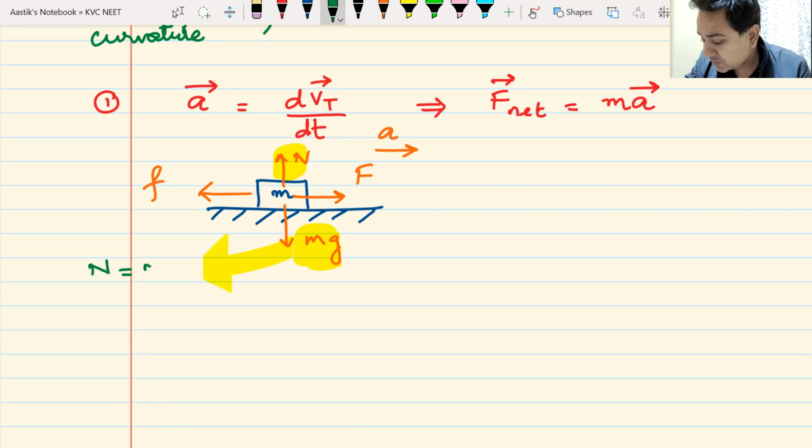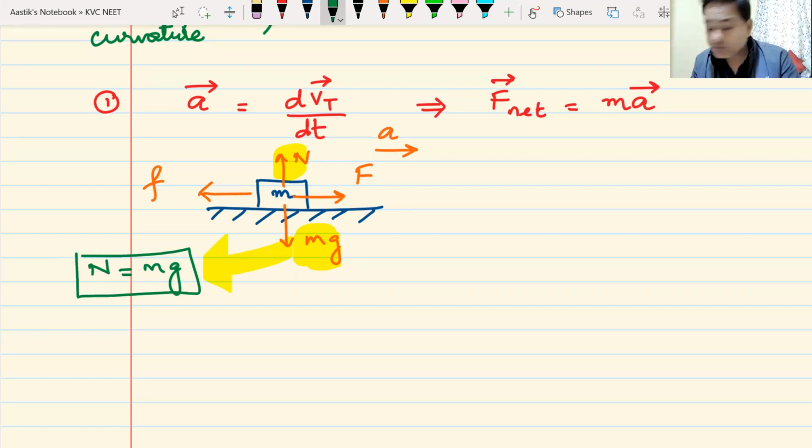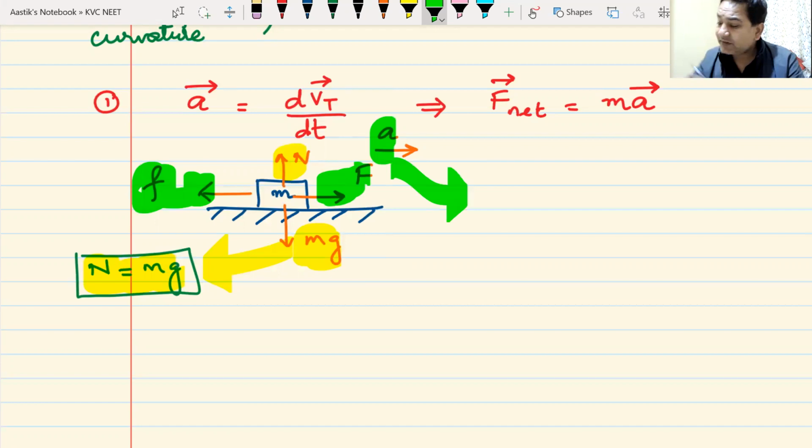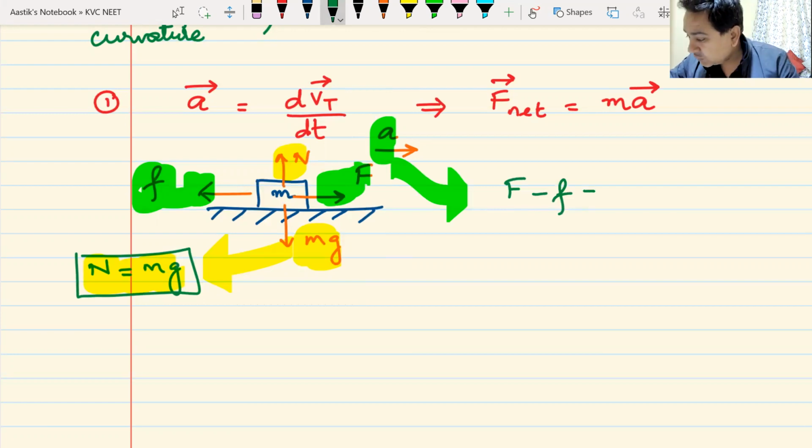N is equal to mg, because it is not moving in the upward direction. So these two forces must be equal. So this is the first equation. There is no net force, so N is equal to mg. Now if I look at the green equation, in the green equation I have F in the forward direction and small f friction in the reverse direction, and it is accelerating forward. Now if I write the equation for this green one, it simply looks like F minus f is equal to mass into acceleration.